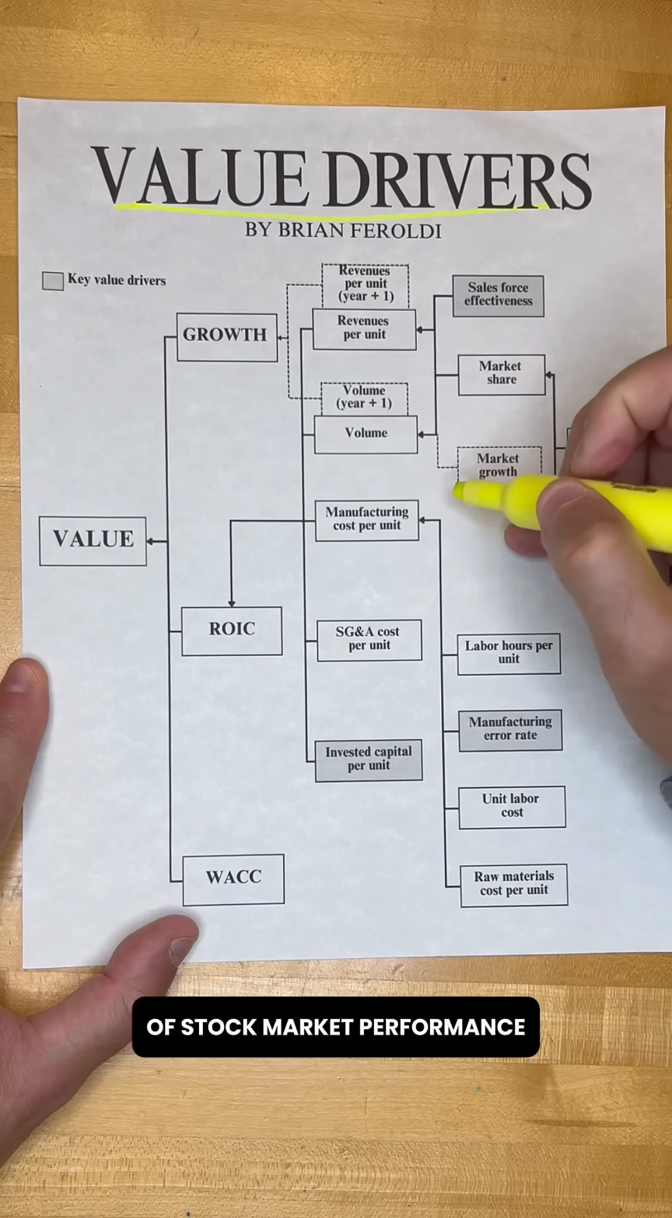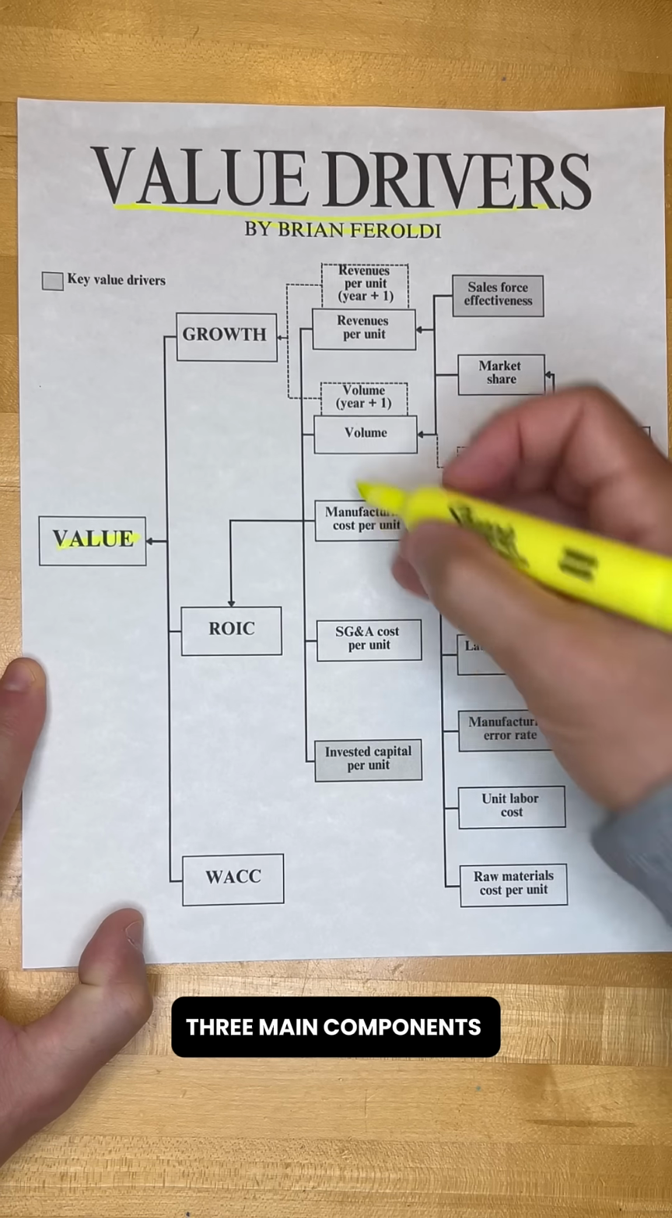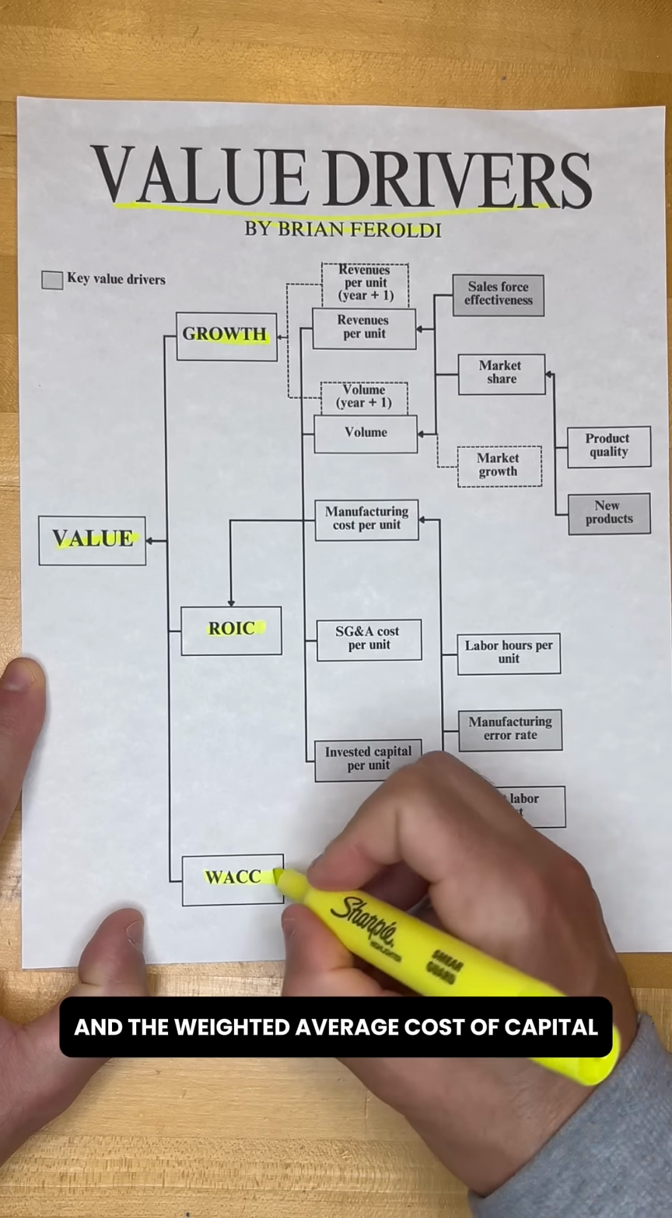Key value drivers of stock market performance explained visually by Brian Ferroli. Value is derived from three main components: growth, return on invested capital, and the weighted average cost of capital.